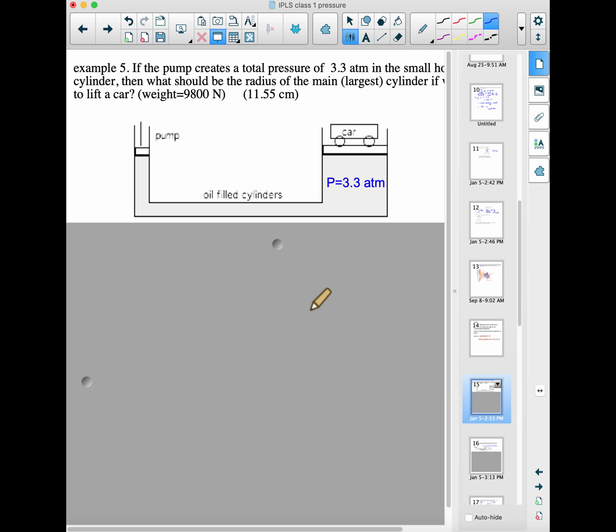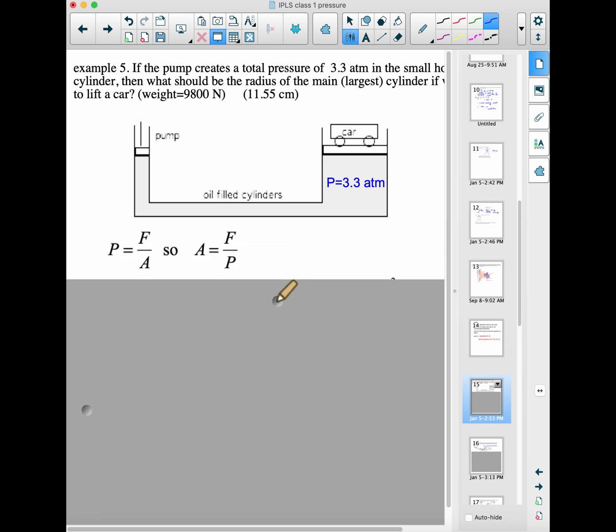Okay, so now I'm going to present the solution to this example. Hopefully you paused the video and gave it a try. There's the answer, by the way, 11.55 centimeters. So hopefully you got that. Let's have a look at the solution.